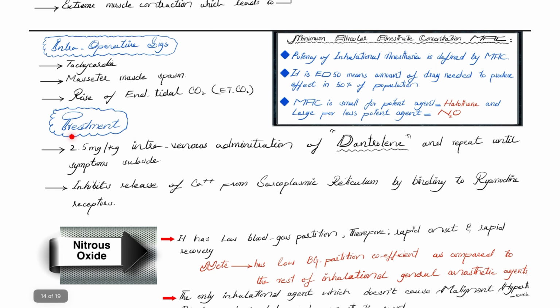Now, if you see that the patient is having malignant hyperthermia, how are you going to treat him? Give 2.5 milligram per kg intravenous dantrolene and repeat the dose until the symptoms subside. And what is the mechanism of action of dantrolene? Dantrolene inhibits the release of calcium from the sarcoplasmic reticulum by binding to ryanodine receptors.